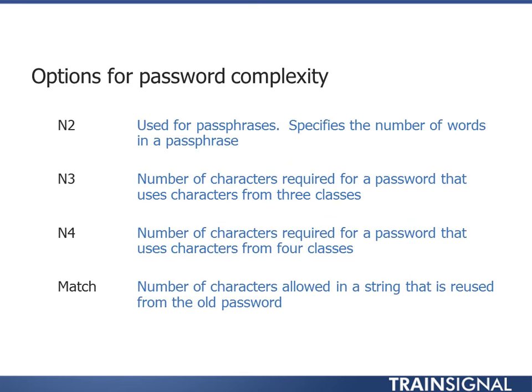N2, used for passphrases, basically specifies the number of words in a phrase. I guess you can put spaces in it. So if you're going to use a passphrase, the number of words, by default, is 8. N3 is the number of characters required for a password that uses 3 classes, uppercase, lowercase, and a number, for example, and you can get by with 7. N4 is the number of characters required for a password that uses 4 classes, uppercase, lowercase, number, and punctuation, and it'll let you get by with 6.